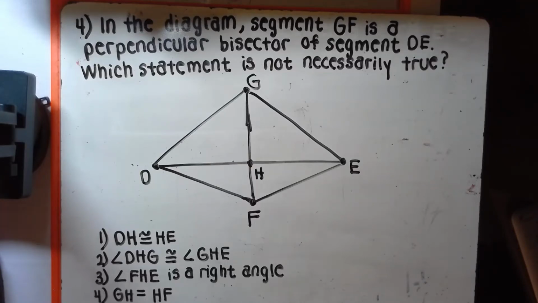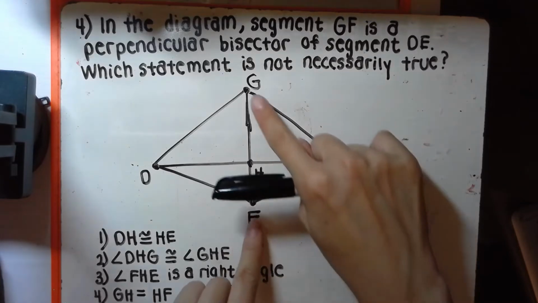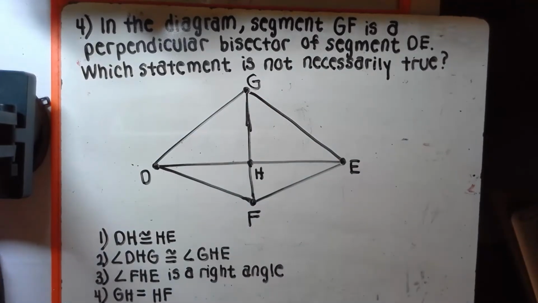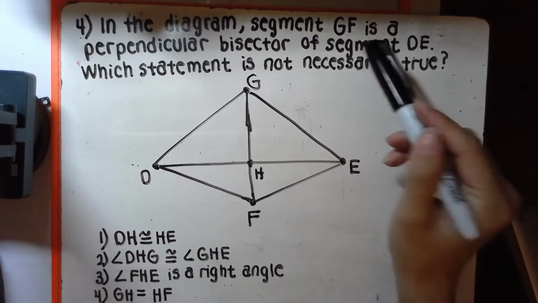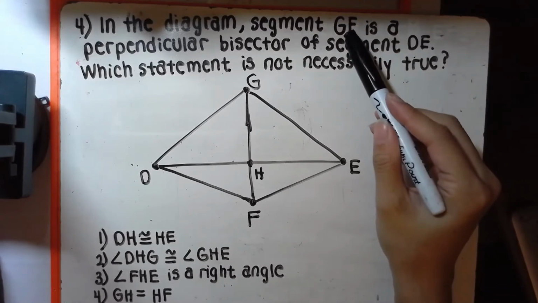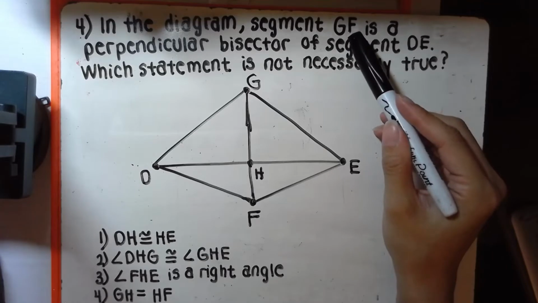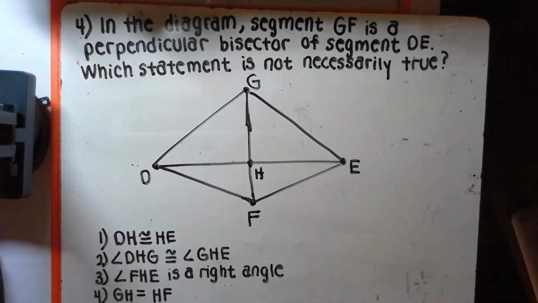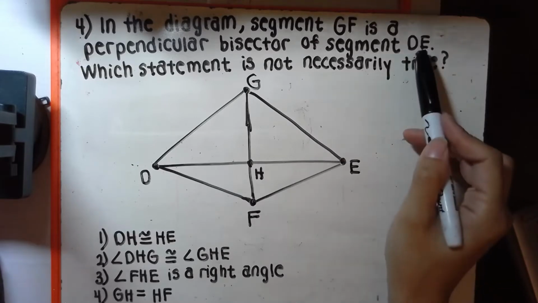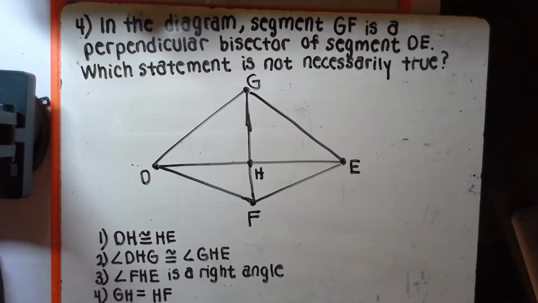In the diagram, segment GF is a perpendicular bisector of segment DE. Which statement is not necessarily true? Okay, so remember that the first part of the statement, GF, is actually the perpendicular bisector, and segment DE is the one that's being bisected.